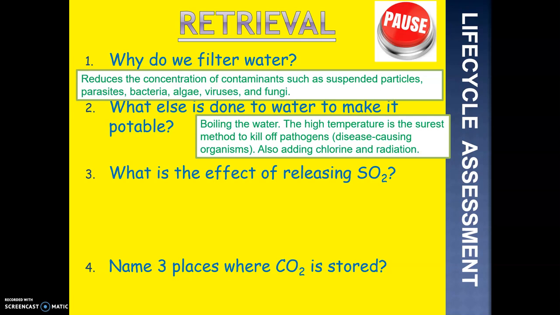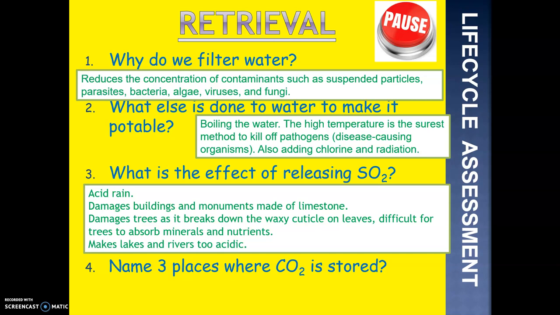Question 3, what is the effect of releasing SO2, so sulfur dioxide? Well, acid rain is what it causes generally. What acid rain is, and why that's bad for the environment, is because it damages buildings and monuments made of limestone, so it can erode away at them. It damages trees, it breaks away the waxy cuticle on leaves, so it's difficult for trees to absorb minerals and nutrients, and that can lead to stunted growth and possibly death. And the final effect is it makes lakes and rivers too acidic, so a lot of plant life and aquatic life can actually perish. Okay, so give yourself a mark if you've got any of them.